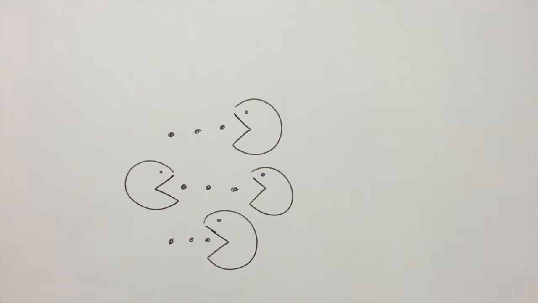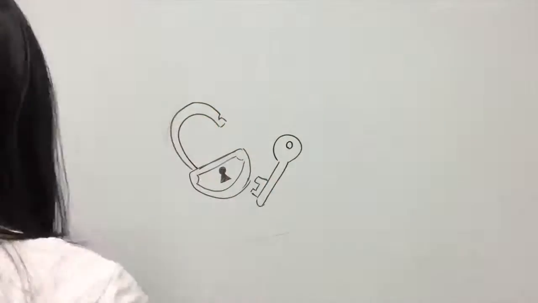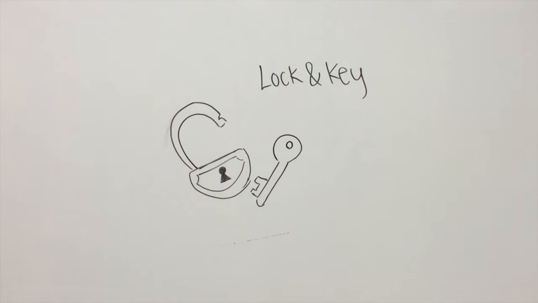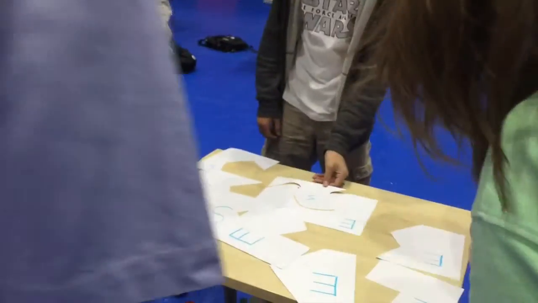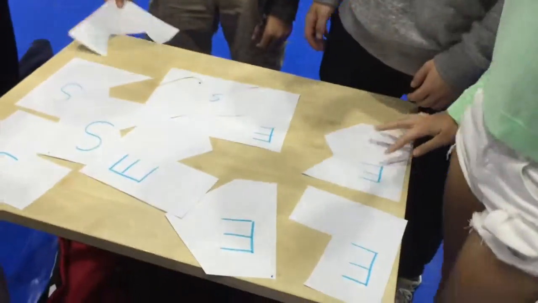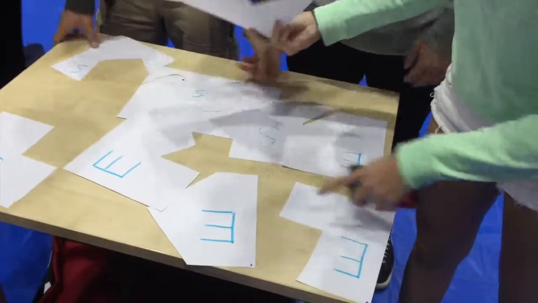Okay, in order to understand enzymes and substrates, you first need to know the lock and key analogy. The lock is sort of the enzyme, and the substrate is sort of like the key. Just like a lock and a key, only certain substrates stick to certain enzymes, and only certain enzymes stick to certain substrates. Here in this activity, students are trying to match the right enzyme with the correct substrate.